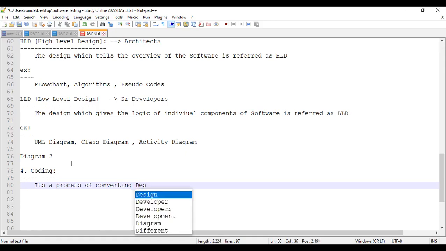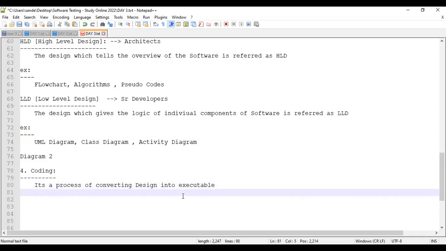It's a process of converting design into what? Executable format. That means by writing the logic, if you do that software in the executable format, then fine. That's the coding part. I can just say this is a process of converting the design into machine understandable or machine executable format.